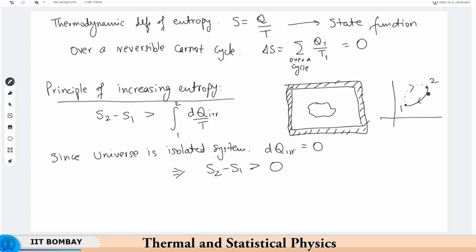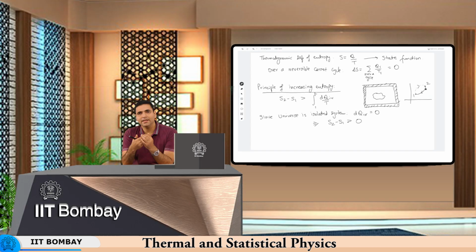Anything that goes on inside the universe which is irreversible, for example coffee and milk: if I add coffee into the milk, they mix and form a very homogeneous state, and that is an irreversible process because we never see coffee and milk separating. In that case the entropy always increases. So whenever we have any irreversible process, the entropy has to increase. More generally, S2 minus S1 is greater than or equal to 0, and equal to 0 is for the cases which are reversible, like we saw in a Carnot cycle.